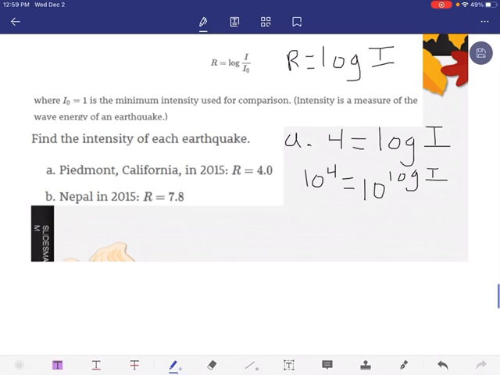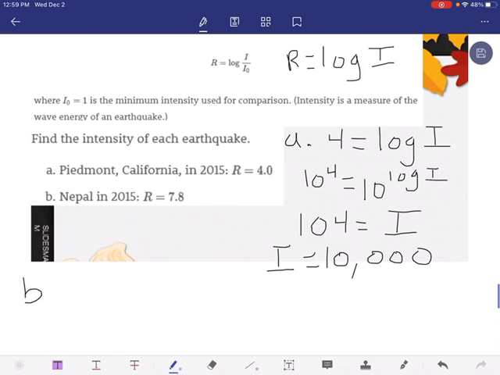Because then if we do that, my 10 base and my log are going to reduce each other. And so I just end up with I. So plugging that in to our calculator, we would get that I equals 10,000. So part B is going to be very similar, just this time we're plugging in 7.8.